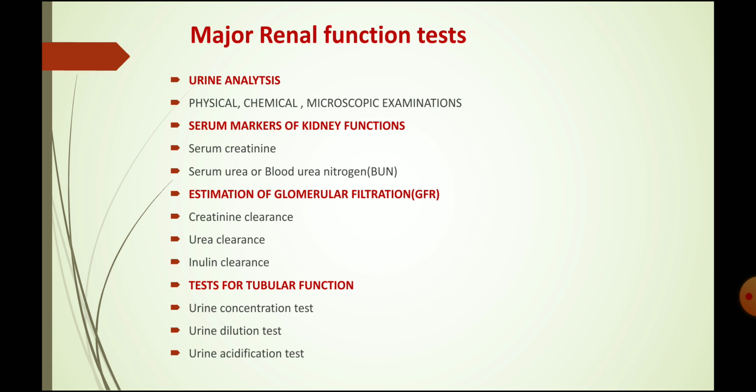And then there are tests for tubular function, mainly the urine concentration test, urine dilution test, and urine acidification test. So whenever you are asked to write about the renal function test as such, you have to classify according to this classification and write each one separately.